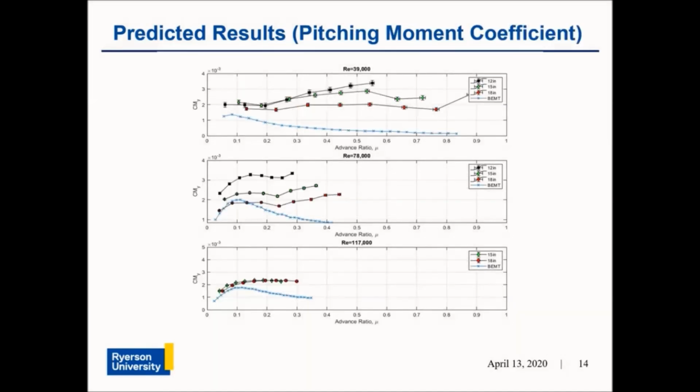This slide presents the predicted and experimental results for the pitching moment coefficient versus the advance ratio for the three Reynolds numbers of 39,000, 78,000, and 117,000. Observing all three plots on this slide, it can be seen that the prediction underestimates the pitching moment coefficient for all three Reynolds numbers tested. Additionally, the predicted trends for the pitching moment coefficient also do not agree with the experimental results for all three Reynolds numbers. However, some slight similarities in the trends can be seen at lower advance ratios for the Reynolds number of 78,000 and the Reynolds number of 117,000.